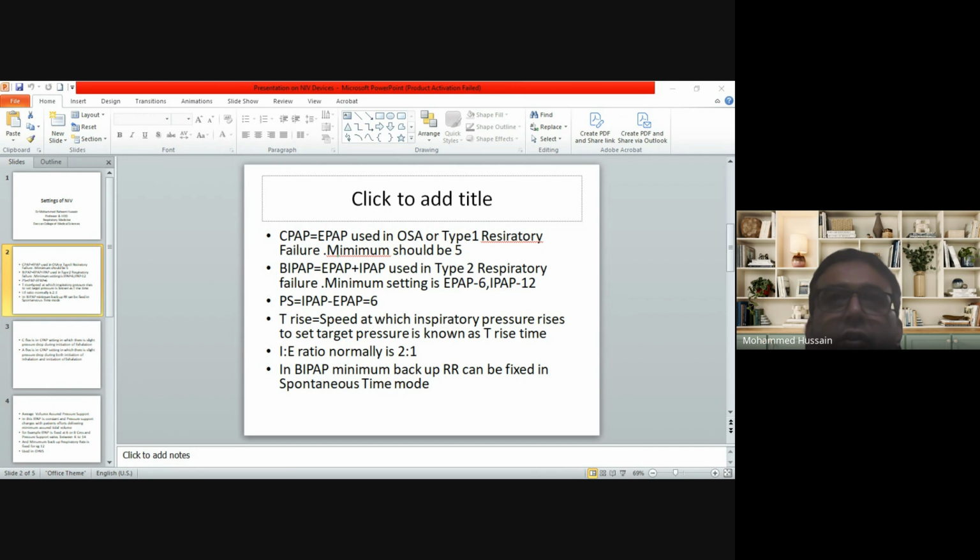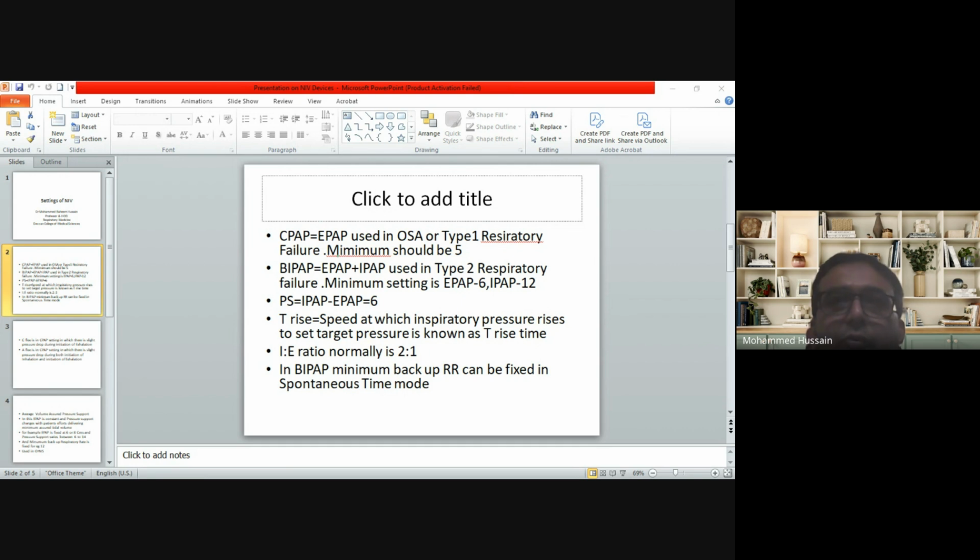Next time, initially you will start with 5 and keep the maximum in auto CPAP at 15. But after looking at the graph for 1 week, you will come to know that at around 8 or 9 it will be abolishing almost 80%. So you will keep plus or minus 2 pressure, 7 to 11 like that. I am just giving an example.